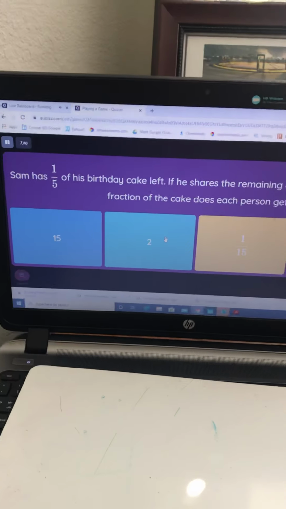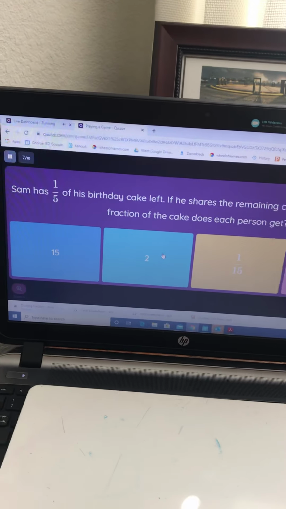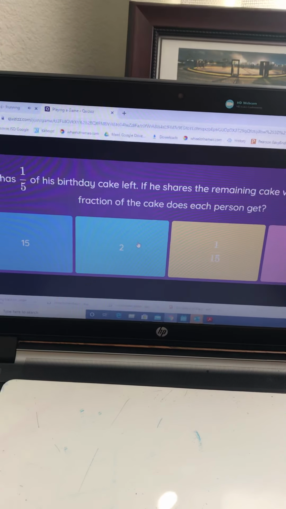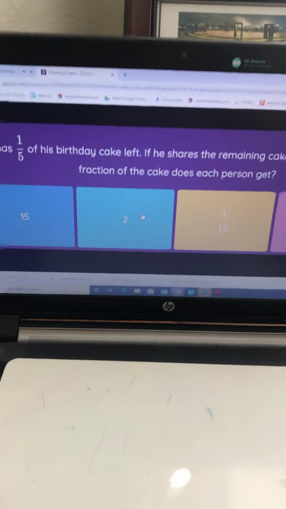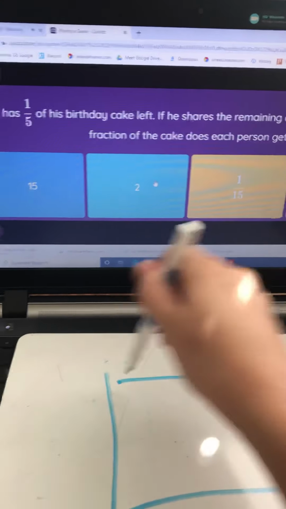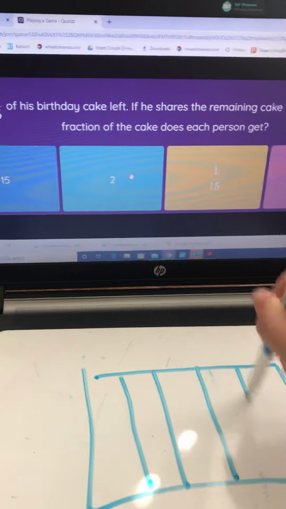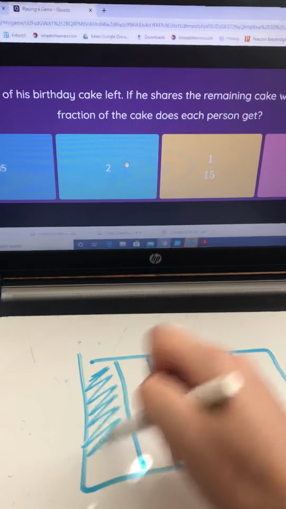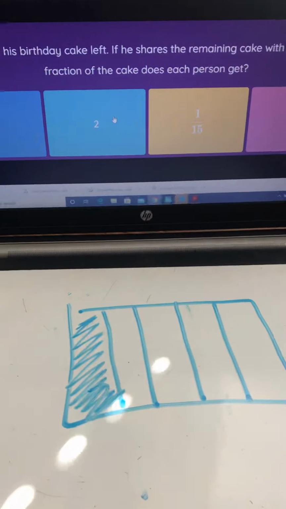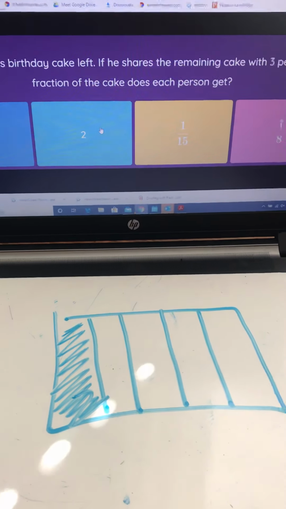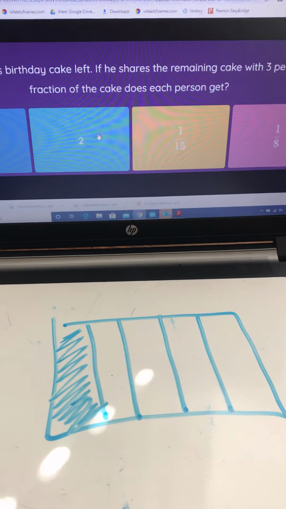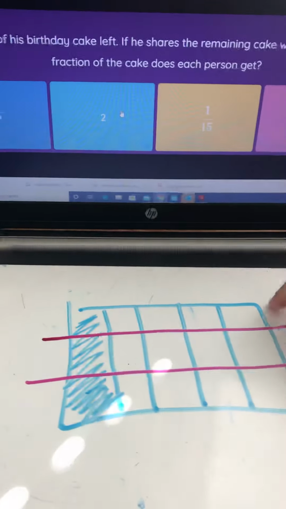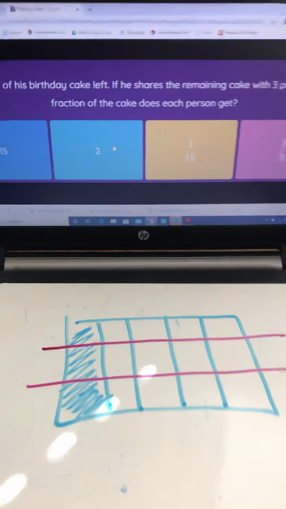Number 7, Sam has 1/5 of his birthday cake left. If he shares the remaining cake with 3 people, what fraction of the cake does each person get? So let's draw a picture for this one. Sam has 1/5 of his cake left. He's going to share, so that's a word for dividing or breaking apart, the remaining cake with 3 people. So I'm going to go horizontally and divide it into 1, 2, 3 groups.